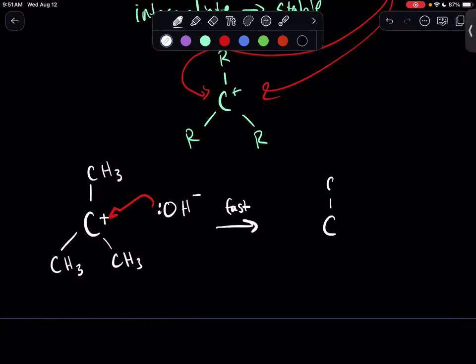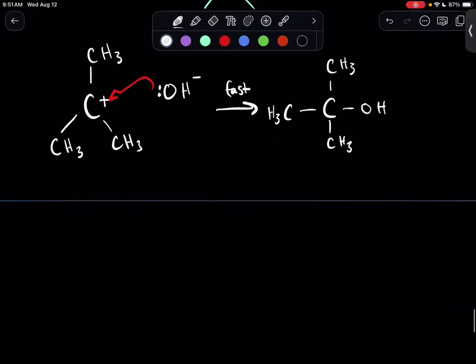methylpropan-2-ol. And I'm not actually going to worry about our stereochemical formulas for this one, and we'll discuss why as a continuation to what I mentioned about the molecular geometry being open to attack on the front or back.